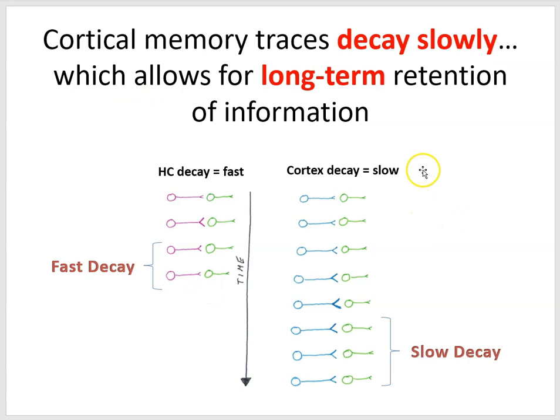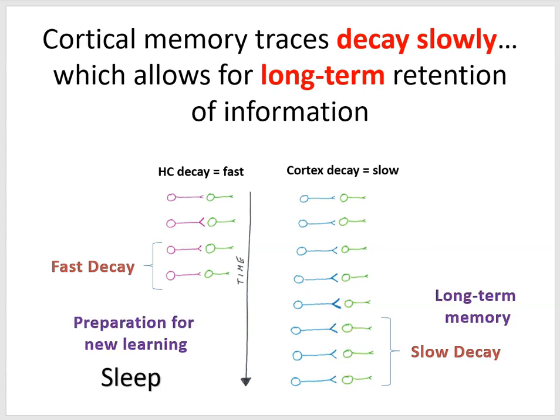In the cortex, cortical memory traces decay slowly, which allows for long-term retention of information. So here we see slow decay, and that is what allows us to store information for a lifetime in the cortex. So we want fast decay in the hippocampus in preparation for new learning, but we want slow decay in the cortex because this is our hard drive. This is our long-term memory system. We don't want these synapses getting weaker again. We don't want to weaken them because that is going to be weakening the cortical memory traces.